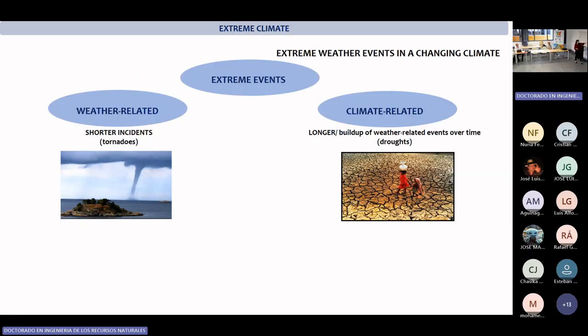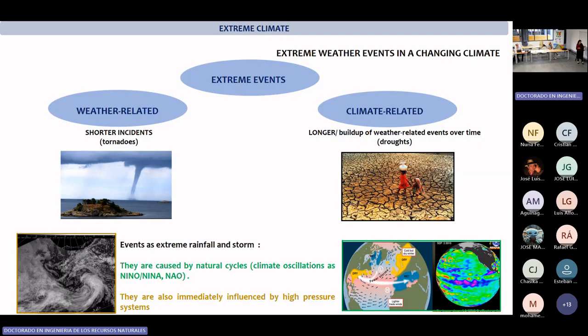So I take some examples of extremes related to weather, like tornadoes, and extreme events related to climate, like increasing temperatures. So we have different extremes. Some of them are more related to the global dynamics and the climate, and others are related to the weather. Extreme events are caused by natural cycles.